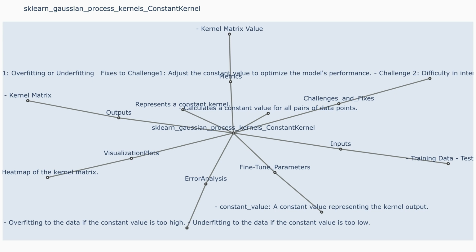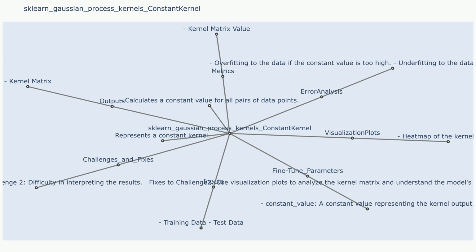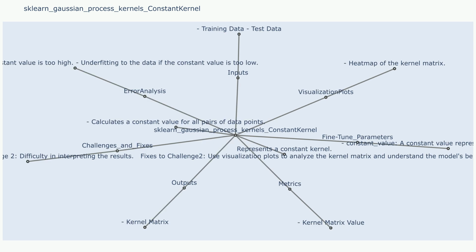sklearn Gaussian process kernels. Constant kernel description. The constant kernel represents a constant function in the Gaussian process (GP) model. It is a simple kernel that assumes the target function is approximately constant, leading to a flat prior over the function space. This kernel is often used in combination with other kernels to account for global bias or scaling.